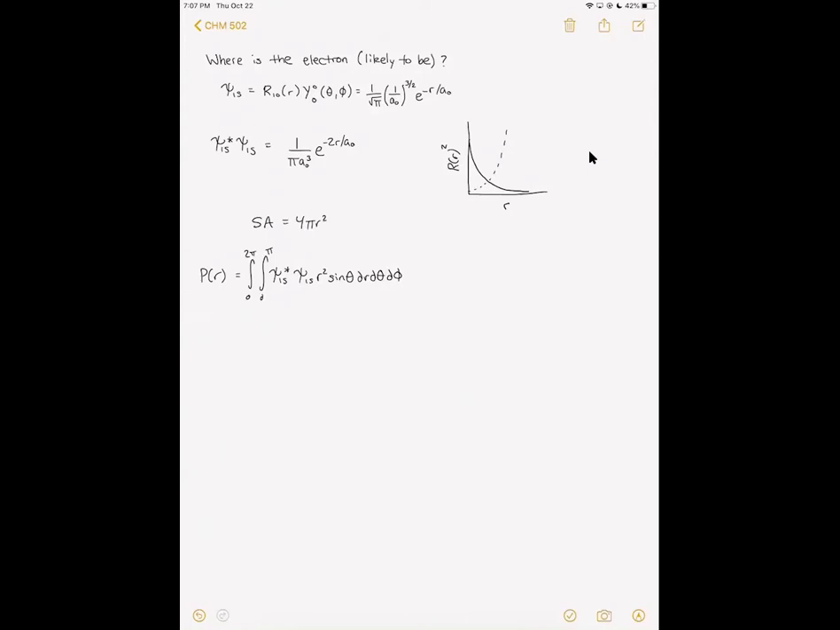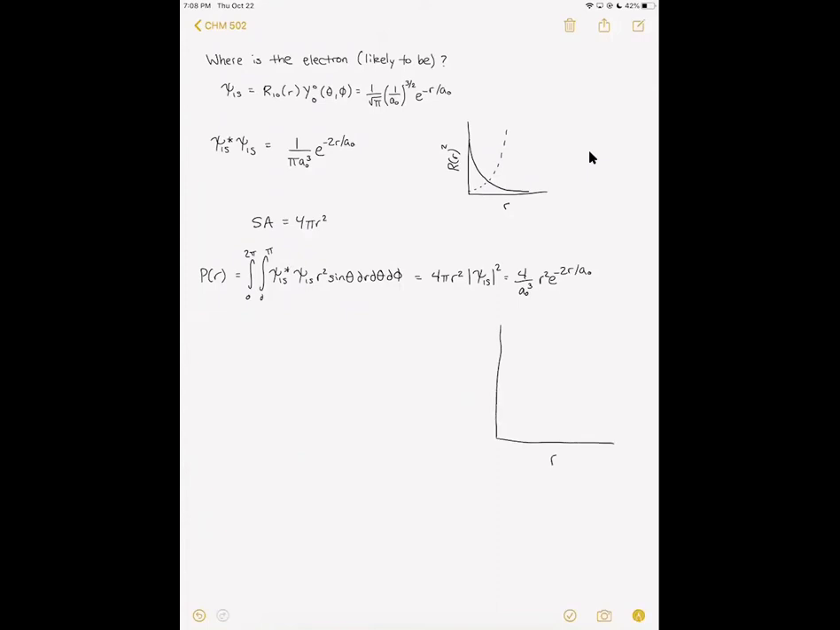So lo and behold, when we integrate sine theta d theta d phi, from theta 0 to pi and phi 0 to 2 pi, we end up with simply 4 pi. So we have 4 pi r squared times the square of the magnitude of our wave function, which is simply multiplying our function from earlier by the surface area of the sphere. And so this will give us 4 over a naught cubed r squared e to the minus 2r over a naught. So this is now a function that we can plot. And what this looks like, I'll draw it down here.